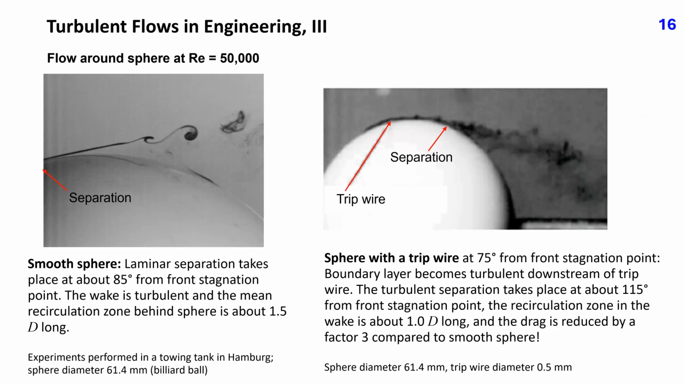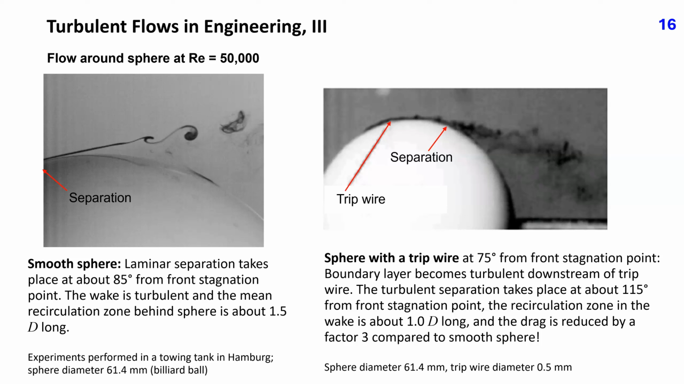These two photos show the flow around a sphere at a Reynolds number of 50,000. The surface of the sphere on the left is smooth. It is a billiard ball, while on the sphere on the right, also a billiard ball, a trip wire is mounted at 75 degrees from the front stagnation point. The ball diameter is 61.4 millimeters and the trip wire diameter is 0.5 millimeters.